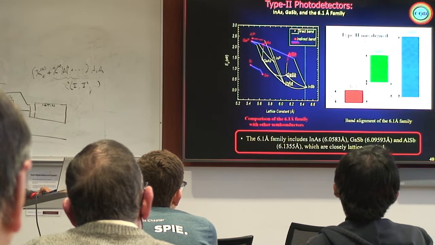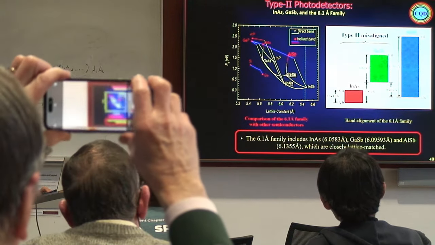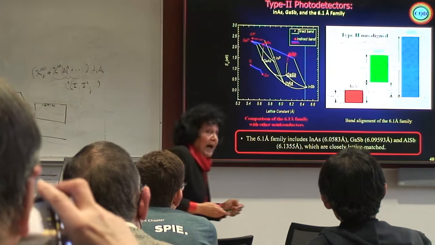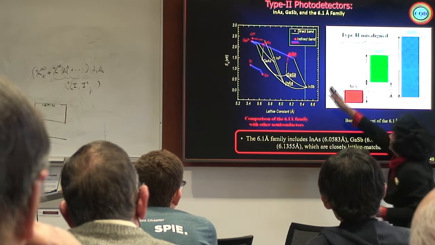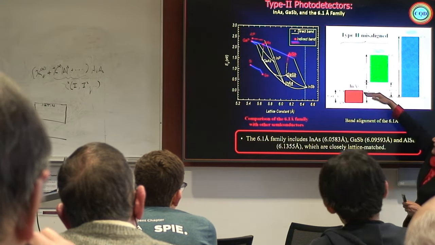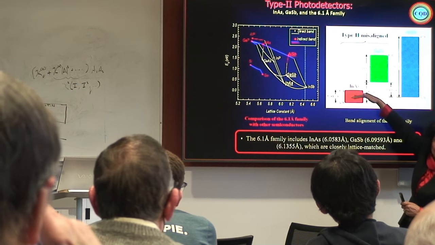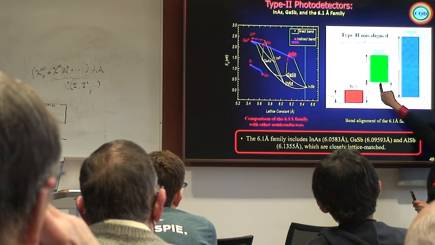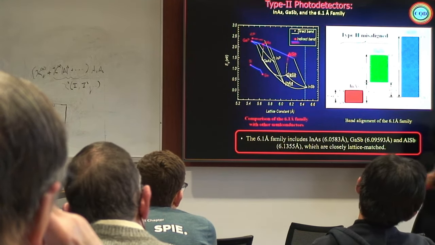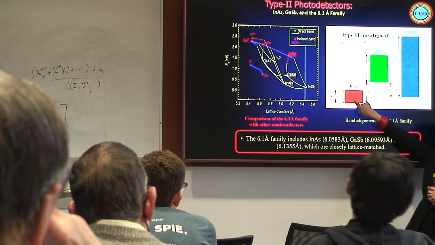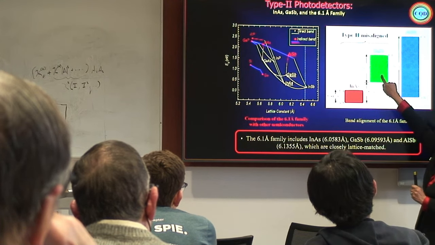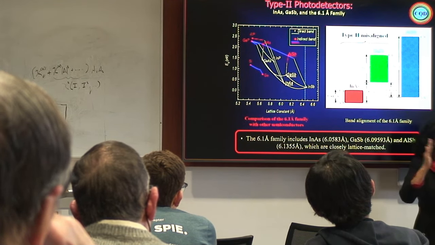The difference, the system. So now, what is the type two? That is something that, again, was developed and proposed by Leo Esaki. And type two, here you have energy gap as a function of the lattice parameter. The conduction band of indium arsenide is at lower energy than the valence band of gallium antimonide. So when you put that together, the electron is confined in the indium arsenide and the hole is confined in the gallium antimonide. It means that it is type two.